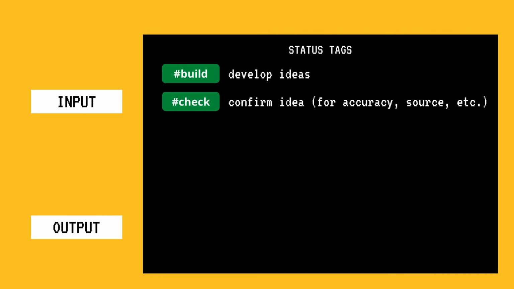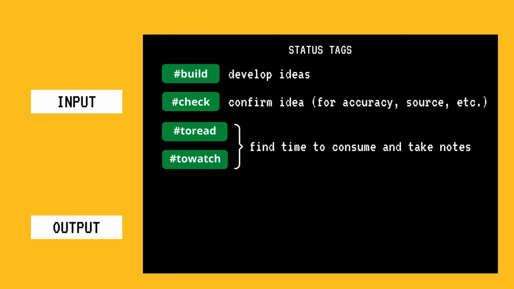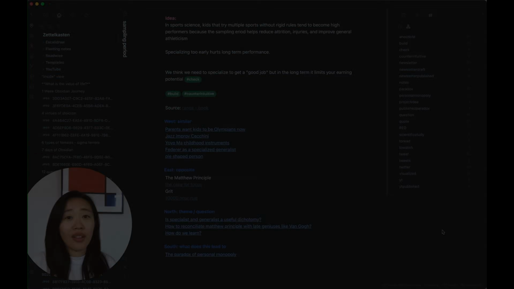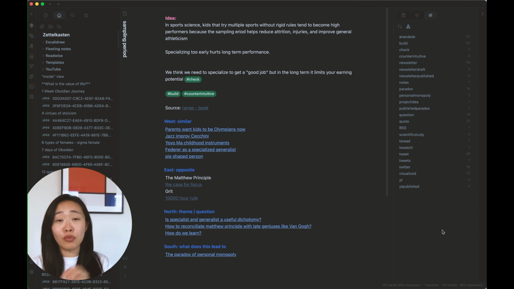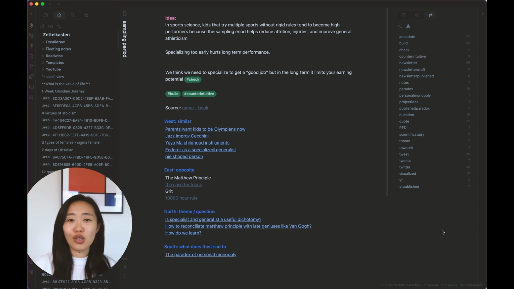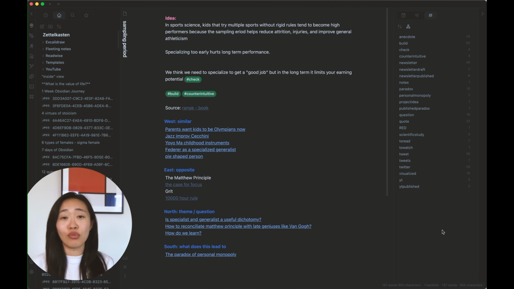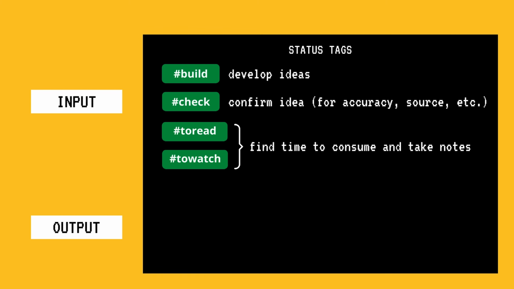The third one I use is to read or to watch, and these are reminders to self of interesting things that I want to make sure I have the time to read and to watch and then take notes on them. As you know, a lot of the time when we're consuming one thing, they usually refer to other sources. And instead of losing those sources because we're in a crunch and we don't have time to check it out right away, I want to make sure I record them somewhere so that I know whenever I have time and I want to read something, I can just go back to this list of to read or to watch. So that's status in terms of input.